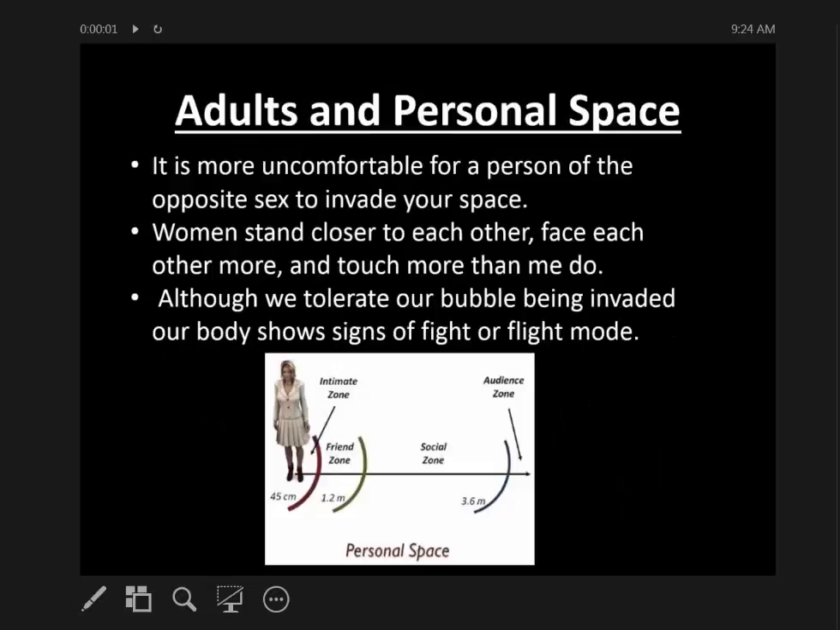Adults and their personal space. It is more uncomfortable for the person of the opposite sex to invade your space. Women stand closer to each other, face each other more, and touch more than men do. Although we tolerate our bubble being invaded, our body shows signs of flight or fight mode.